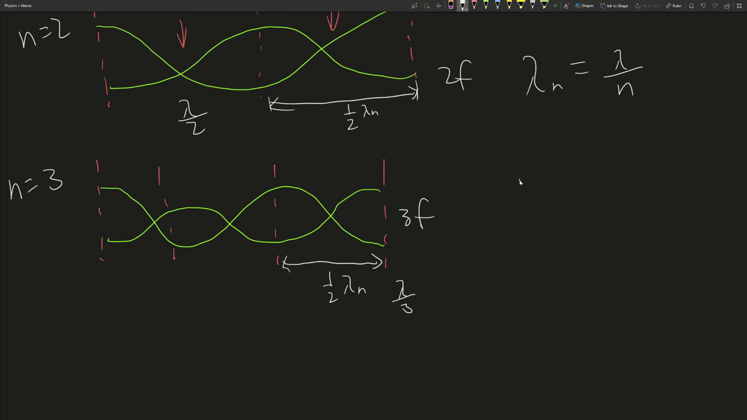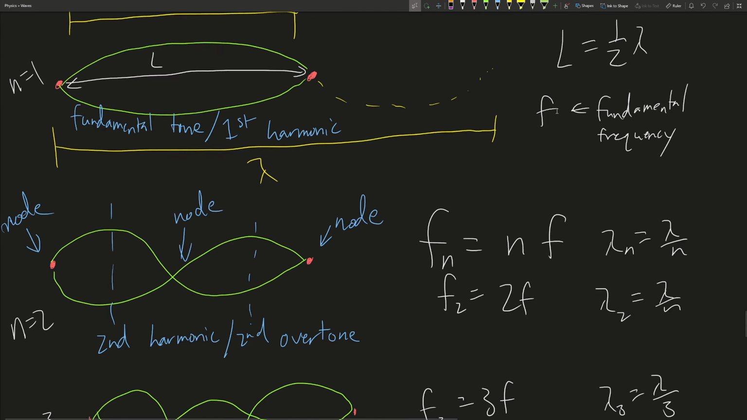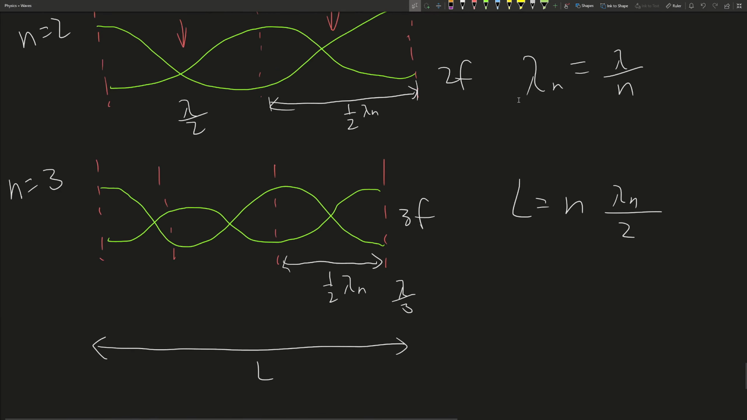And then this total length is just going to be equal to n times the nth wavelength divided by 2. Because again, this is half of a wavelength, and if you have the third harmonic, you can fit 3 of them on there. So L here is equal to 3 times the third harmonic wavelength divided by 2. And this mirrors the two fixed ends equations above.